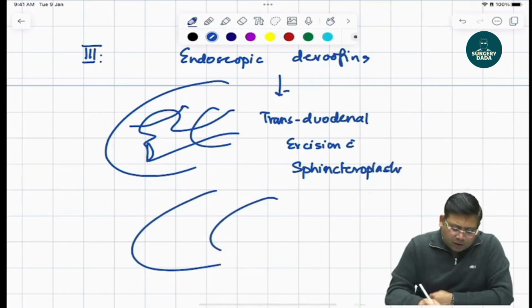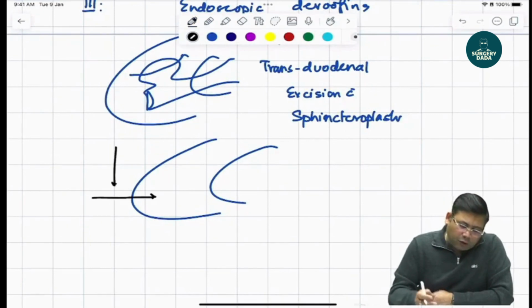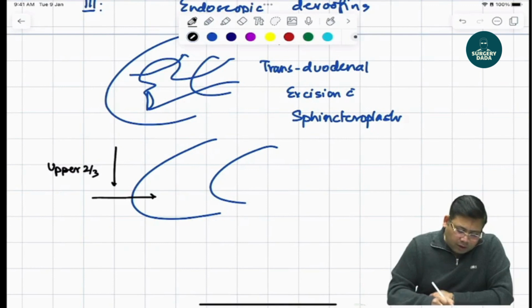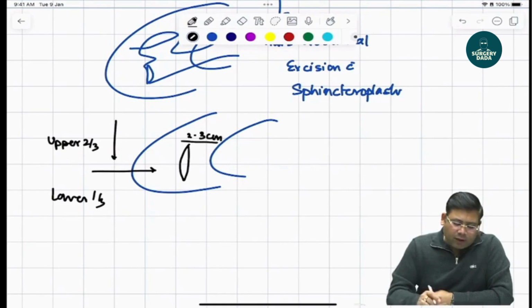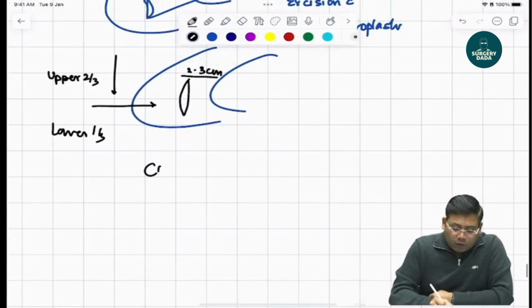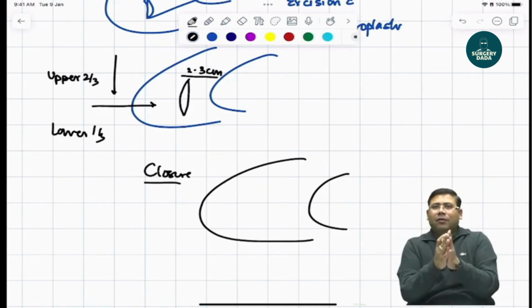So there's a common question: how do we repair? Where do we repair? At the junction of the upper two-thirds and lower one-third. This is how you open. A 2 to 3 centimeter longitudinal incision is given. But how do we go for the closure? This is again very important. Do you know we always have to widen the defect, otherwise there will be scarring.